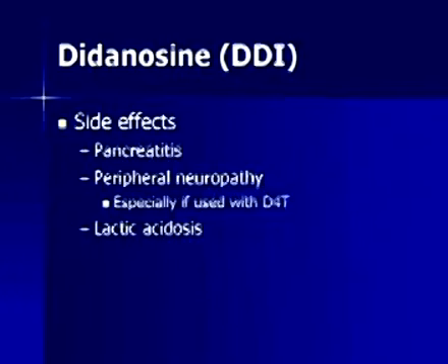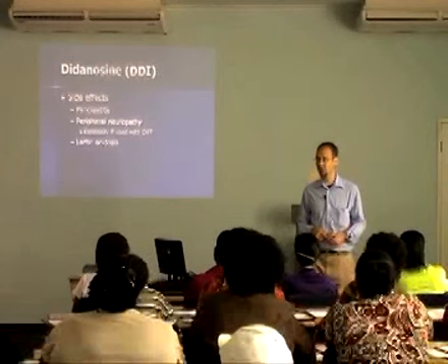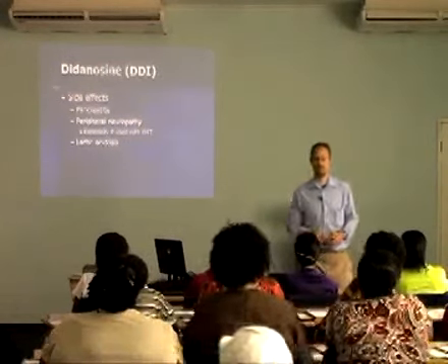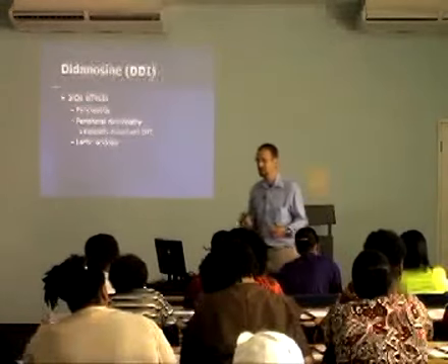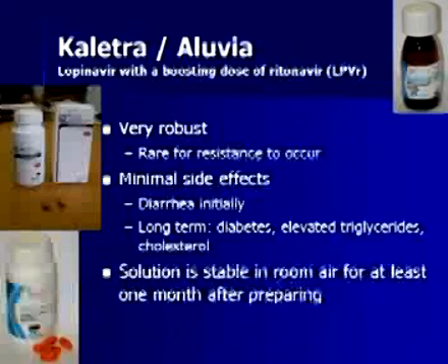It also has a lot of side effects, actually even more side effects than D4T. It can cause pancreatitis, peripheral neuropathy, and lactic acidosis. If you use D4T and DDI together, there is a very, very high chance of getting severe side effects. So only in very, very rare circumstances would you use D4T and DDI together, really, unless you had no other options.